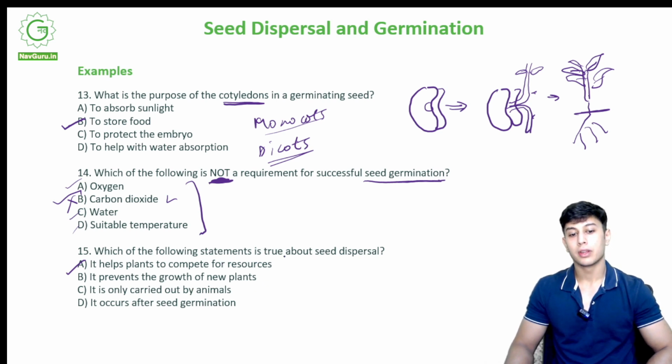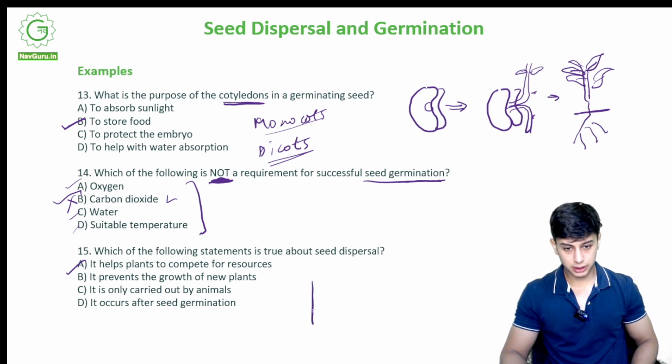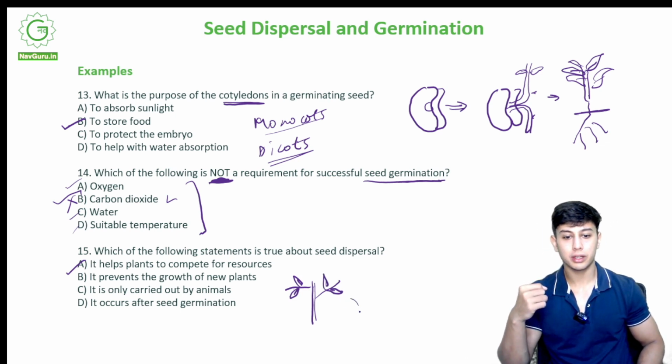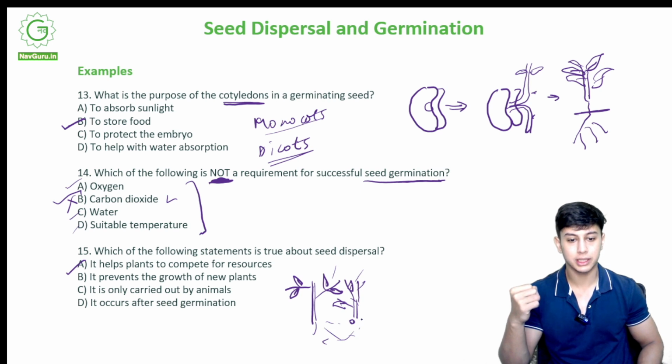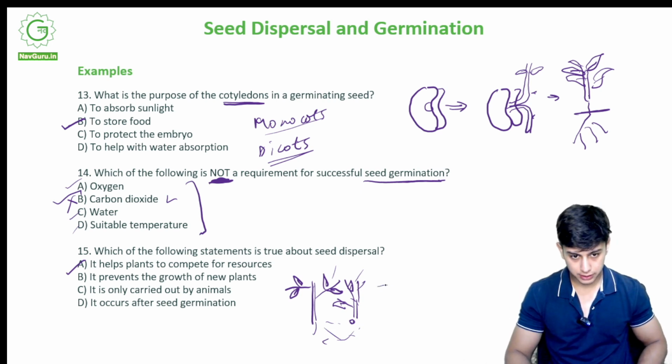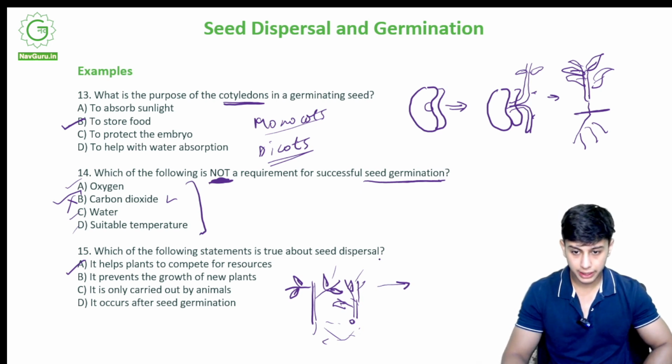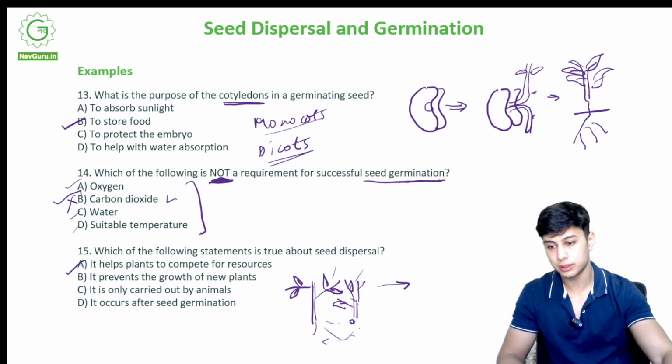What would happen is, supposedly there is a plant. If the seed would fall over here, very close to it, this will grow and it will compete with this parent plant itself for space, for sunlight, for resources. Their roots would merge together. If the dispersal happens a little far away, they will have ample space and resources for each other. So it helps plants compete for resources.